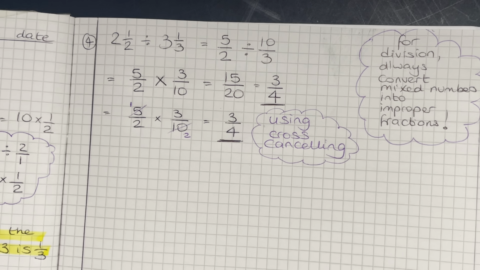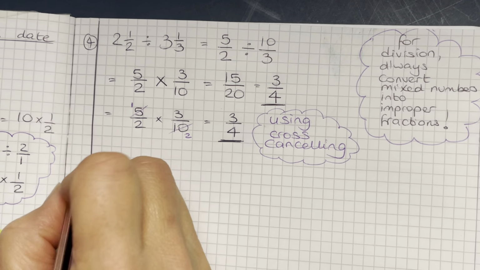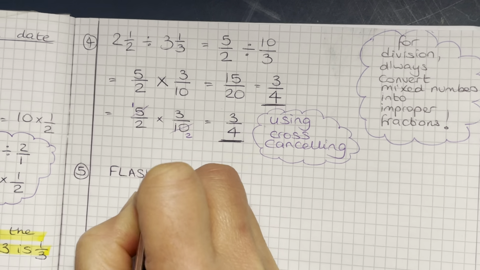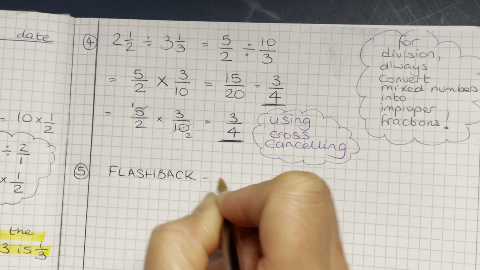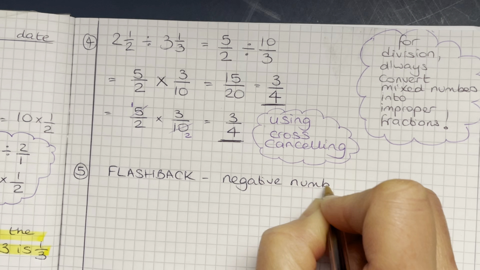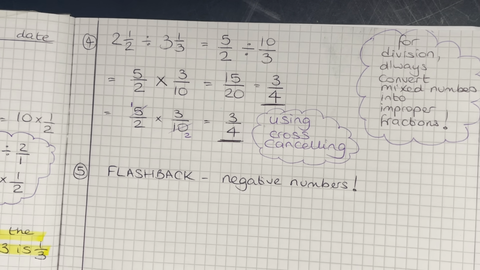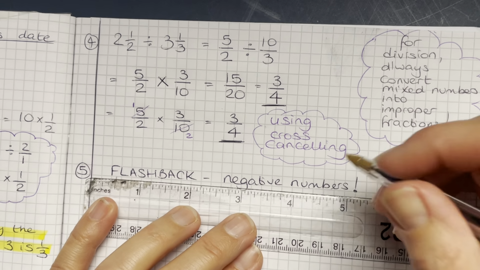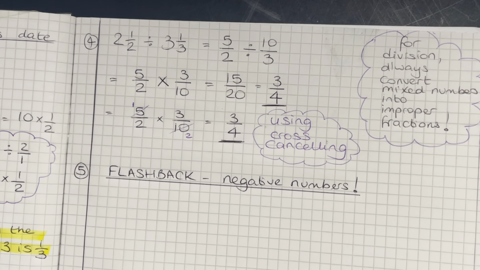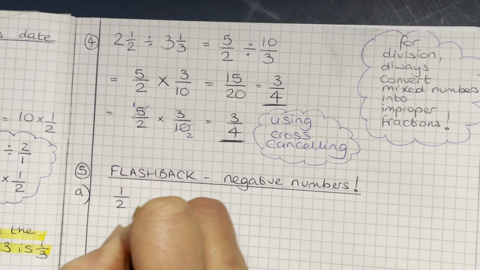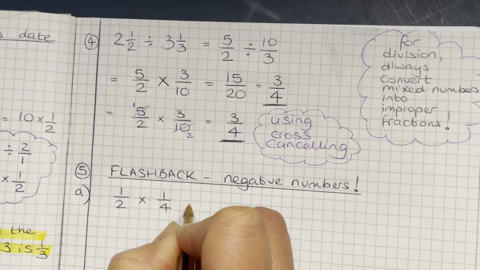Okay, right. I just want to do a couple of quick questions with a little bit of a flashback. So I'm just going to write flashback, negative numbers. Okay. So we're just going to do a few quick, well, 4 quick examples here. Nice and simple to start us off. Okay, so A, I've got 1/2 multiplied by 1/4.